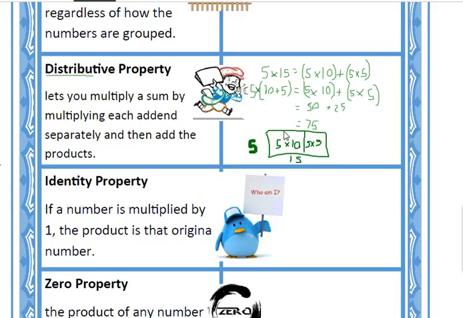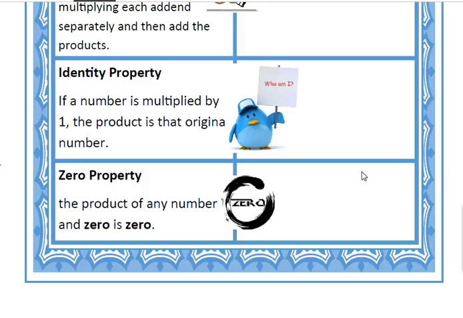And we're going to actually use this one a lot when we're using mental math, and a lot of things build off of this one. So knowing that you can take numbers apart, you can distribute them, 5 times 10, 5 times 5, is the main point of this one. Let's move on. Now the next two are the easiest to understand. So identity property, who am I? Anything that's multiplied by 1 is going to be that original number.